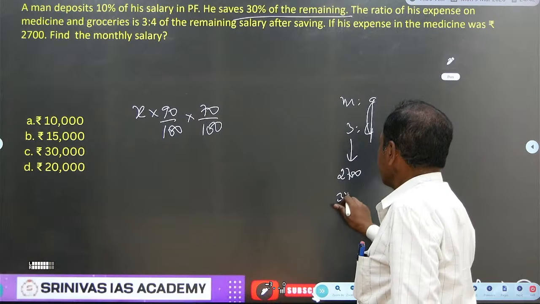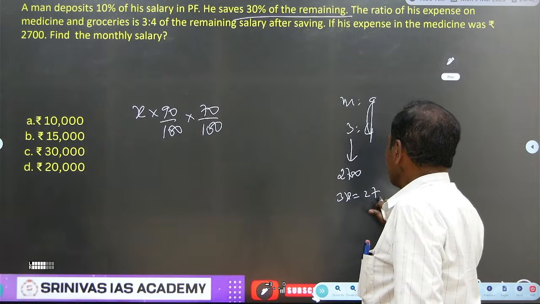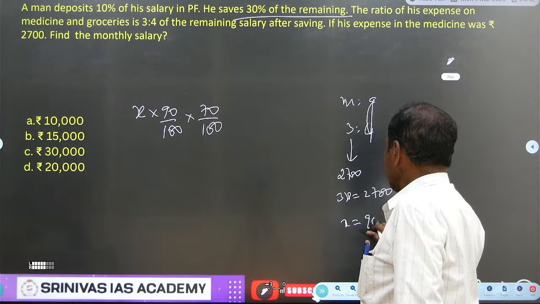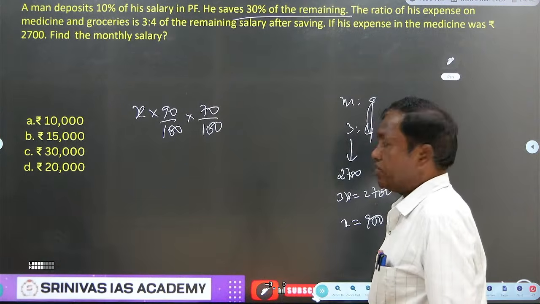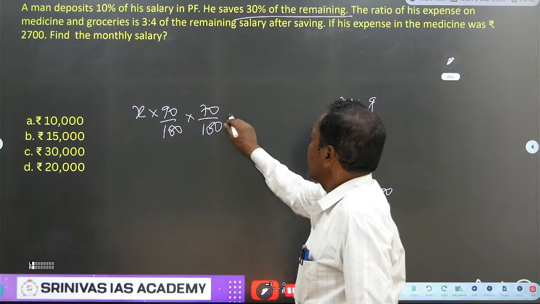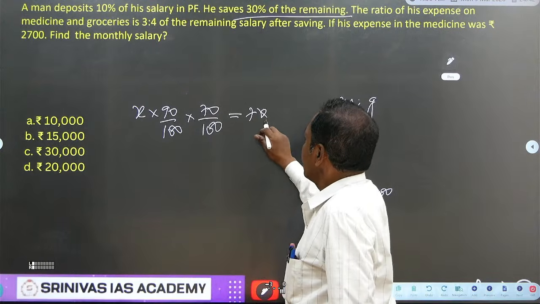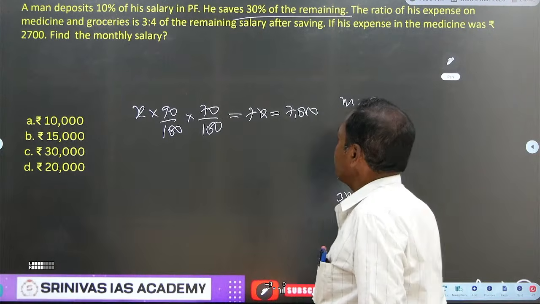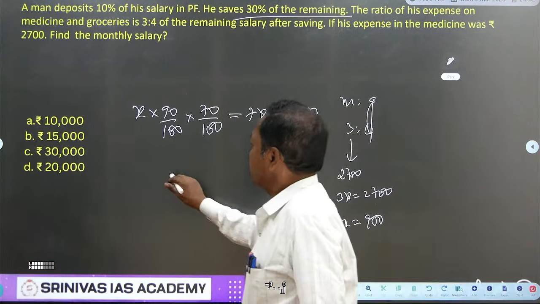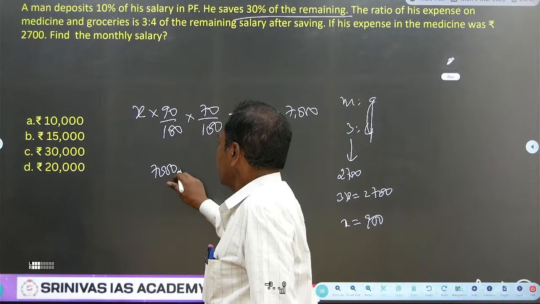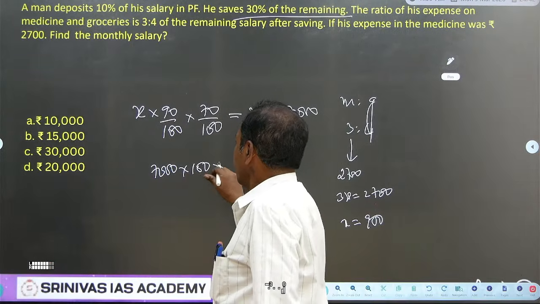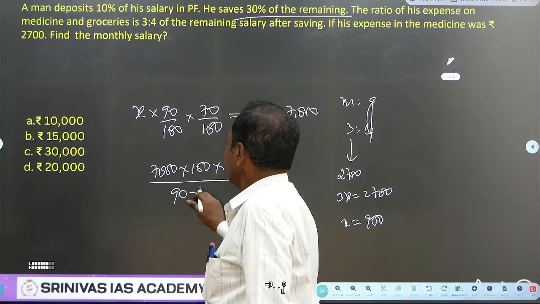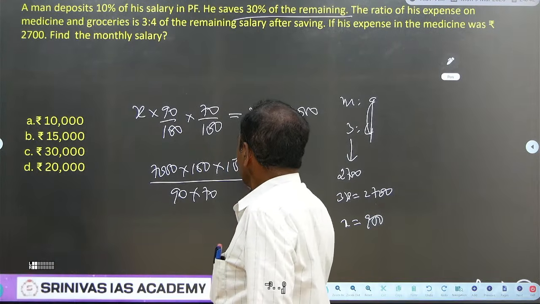It means 3x equals 2,700. X value will be 900. Total ratio is what? This is 7x. It means 6,300. Now we can do it. So 7,000 into 100 by 90 into 70 is what?